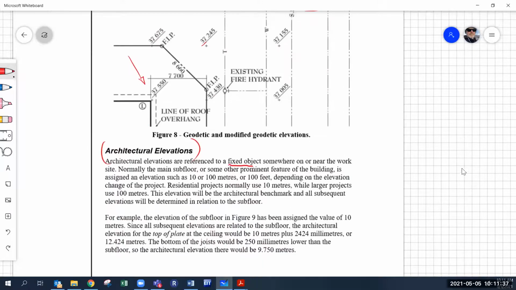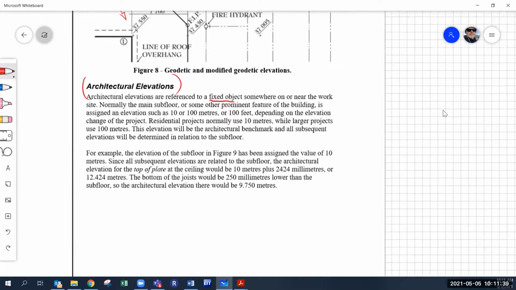Now, the architectural elevation, it's a fixed object. And most normally it's the main subfloor, or sometimes they call it top of subfloor. On a print, you can sometimes see this abbreviation. It means top of subfloor.